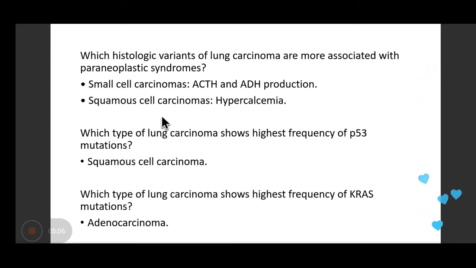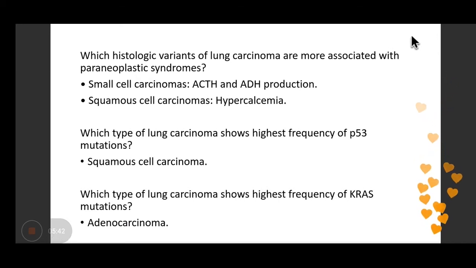Now coming on to the paraneoplastic syndromes associated with this. So these are also very commonly asked questions. Okay. So they'll ask you what the histological types are and what are the paraneoplastic syndromes associated with them. So with small cell carcinomas, your ACTH and ADH production is there. So the patient might present with symptoms of ACTH and ADH production rather than any lung symptoms. Okay. Squamous cell carcinomas are associated with hypercalcemia.